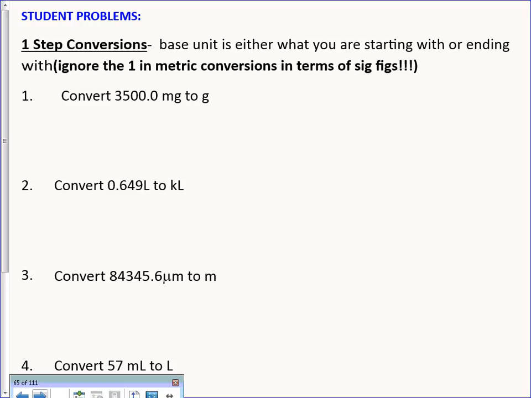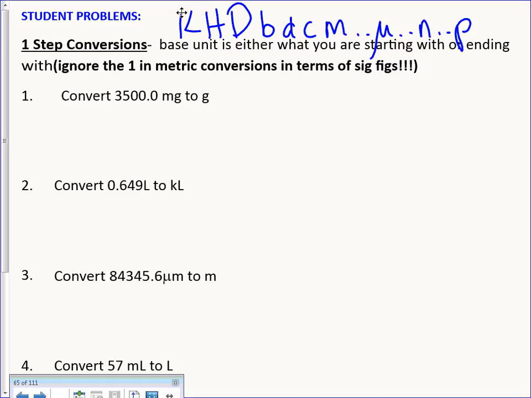So at the top of your paper, write down your number line. King Henry Died Drinking Chocolate Milk... Kilo, Hecto, Deka, Base, Deci, Centi, Milli, Micro, Nano, Pico. That one doesn't fit the storyline. There's mega in the front. Okay. So write that down on the top of your paper. You're going to use it.